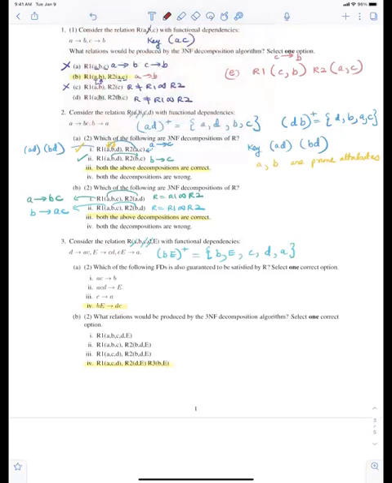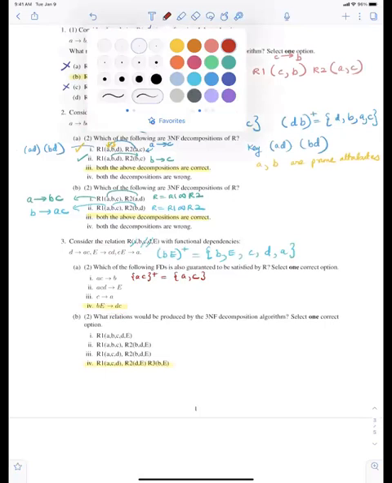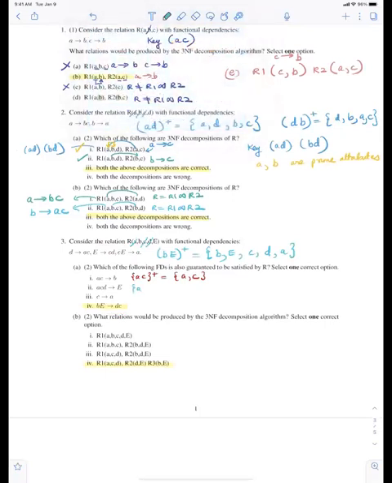So let's look at A, C, and B. So let's see, from A, C, can we generate B? From AC, you can't generate B or anything else for that matter. So let's look at the next one, ACD. That's it. You can't get anything beyond that.